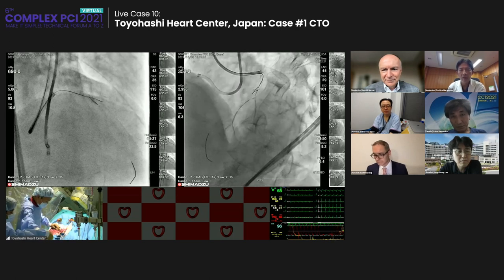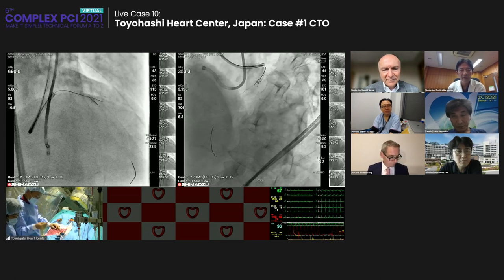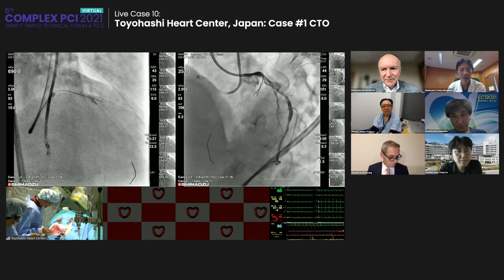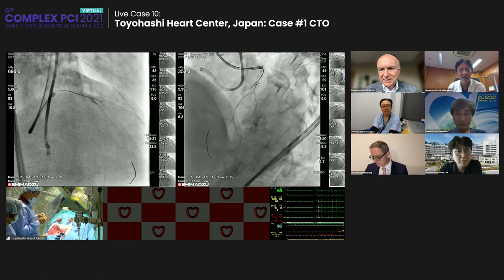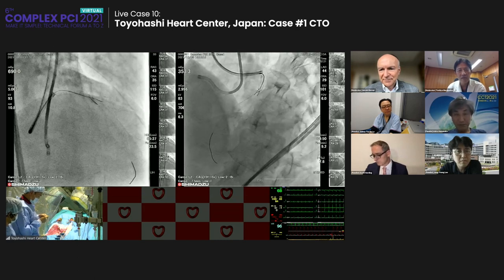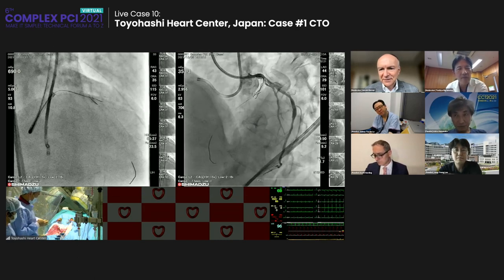What about you? So it's still certainly in the structure of the vessel, but it's a little bit deceiving, I think. It looks like it could be in the wall.